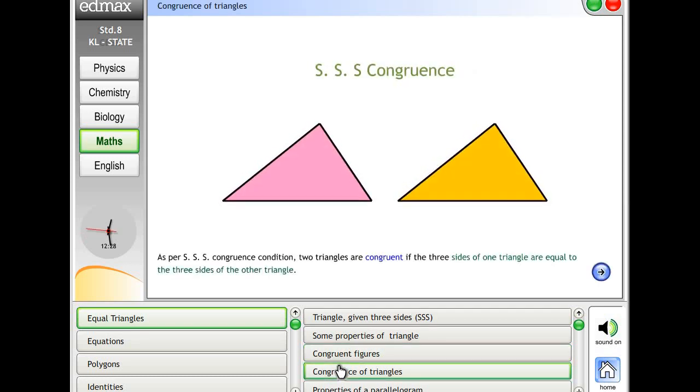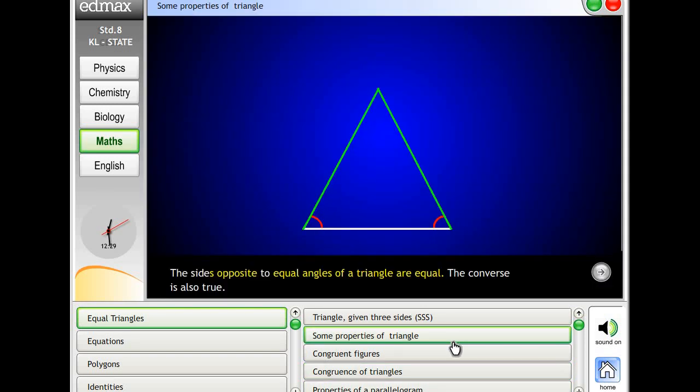Congruence of triangles. As per SSS congruence condition, two triangles are congruent if the three sides of one triangle are equal to the three sides of the other triangle. As per SAS congruence condition, two triangles are congruent if two sides and the included angle of one triangle are respectively equal to two sides and the included angle of the other. As per ASA congruence condition.